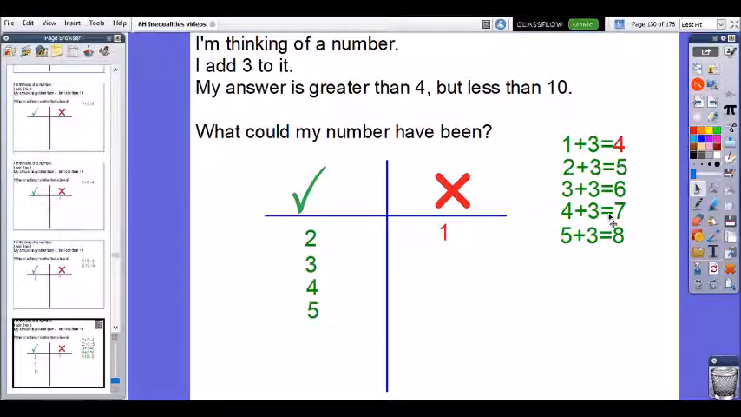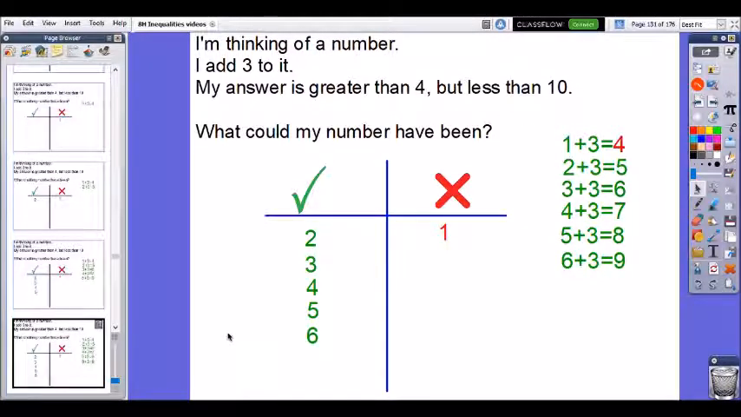Okay, so what about the next few numbers? So 3 add 3 makes 6, so 3 works. 4 add 3 makes 7, 4 works. 5 add 3 makes 8, so 5 works. What about 6? Well, 6 plus 3 makes 9, and 9 is still less than 10, so 6 works.